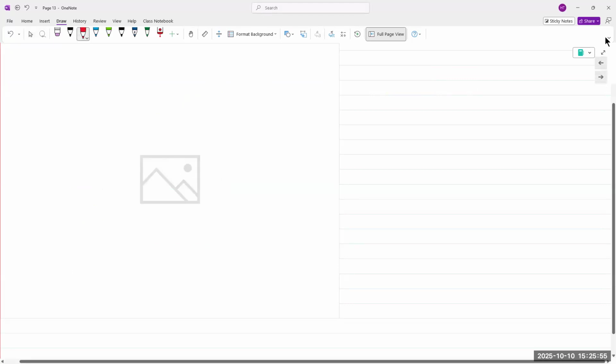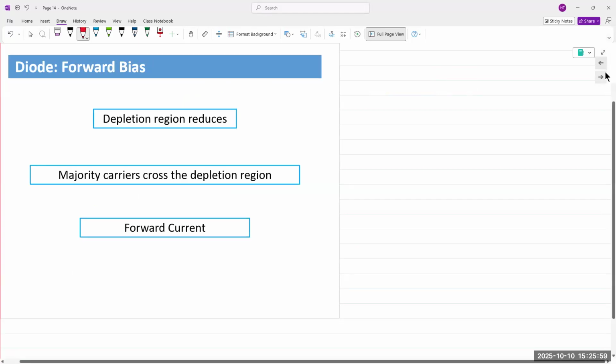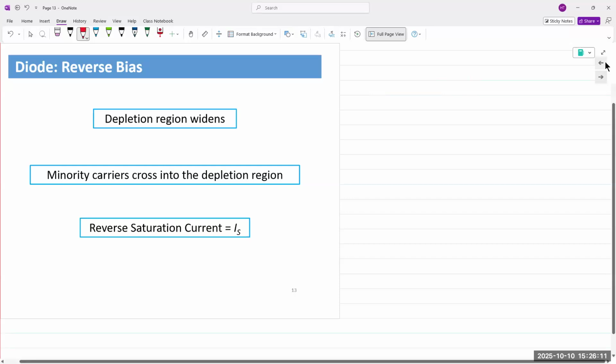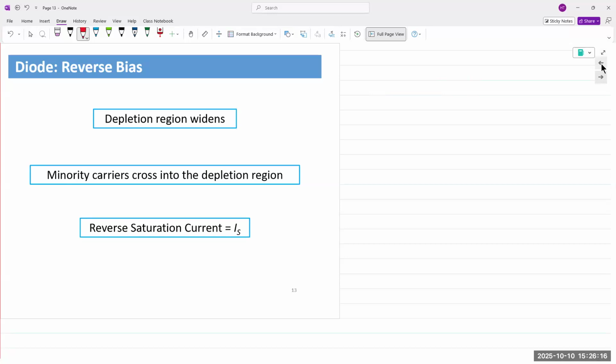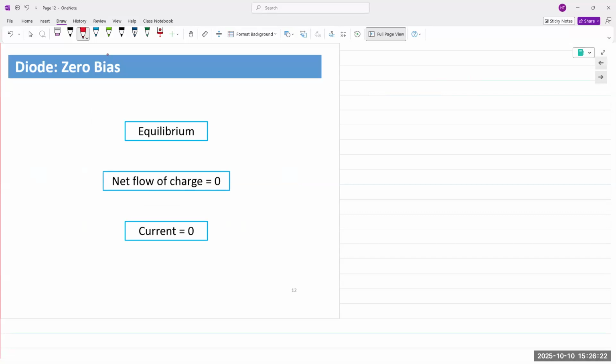That's zero bias. That should be reverse bias. And then this is forward bias. All right, so in forward bias or forward mode of operation, we are applying positive voltage to the p-type material, negative voltage to the n-type. If we flip that, we apply negative to the p-type and positive to the n-type, we call it reverse mode of operation or reverse bias. And then if we don't apply anything, that is known as zero bias.